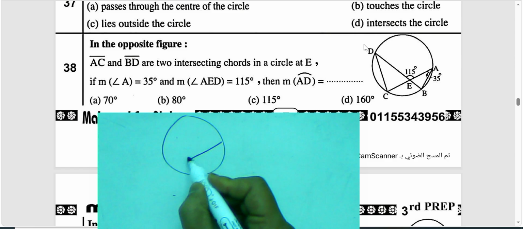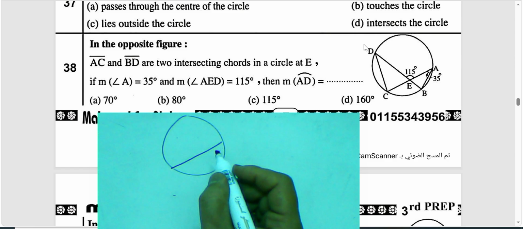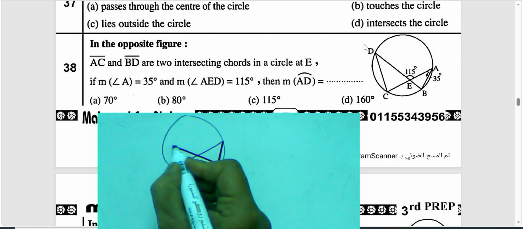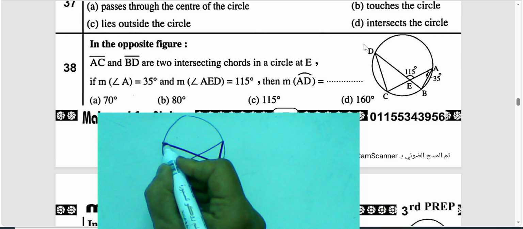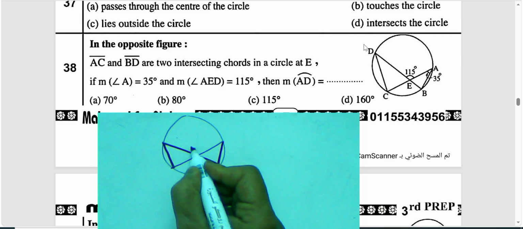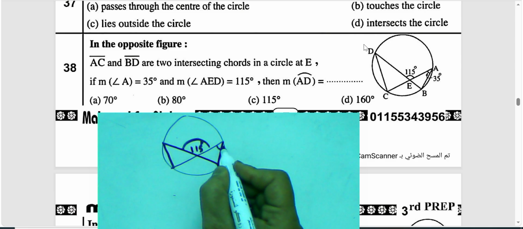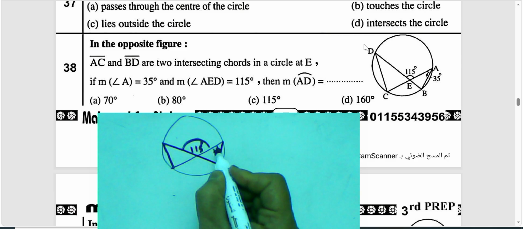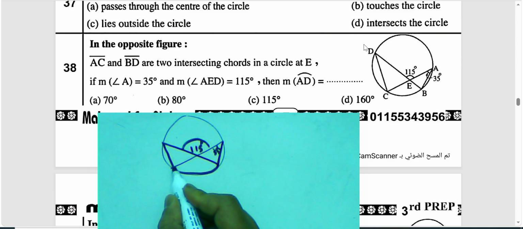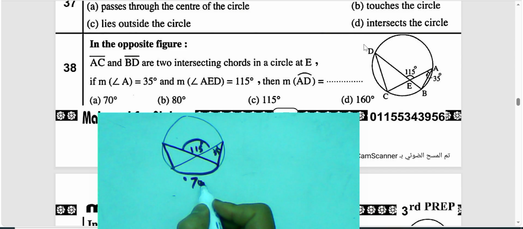You know, we have two straight lines intersecting. Do you remember intersection in a circle? At the intersection, we have angle 115 degrees and the inscribed angle here, 35. You can write the measure of the opposite arc, it will be 70 degrees. Yes, 35 times 2 is 70 degrees.